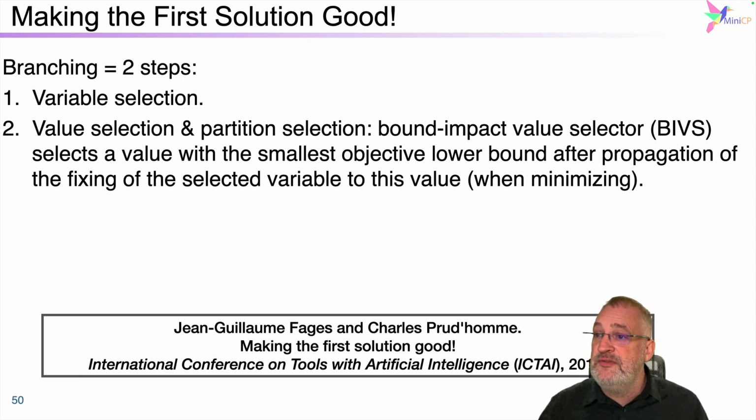Note that the bound has an impact. What value we pick is going to have an impact on the quality of our bound for the whole problem, right? And the way this was described is as follows. So let me show you the algorithm.